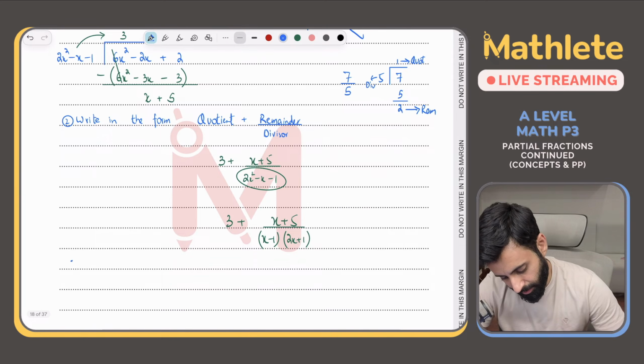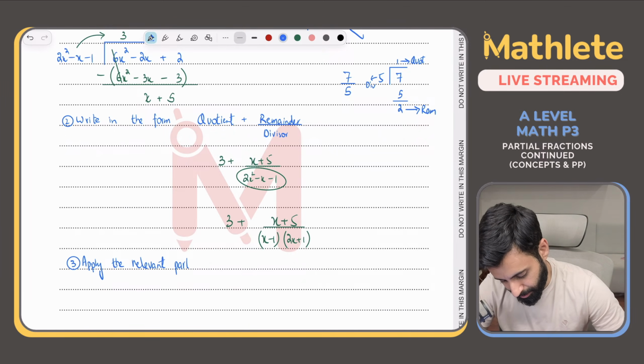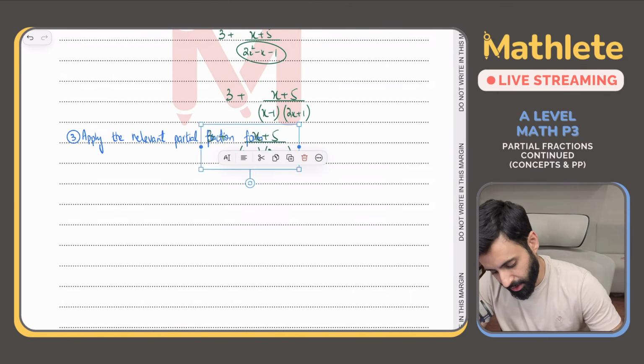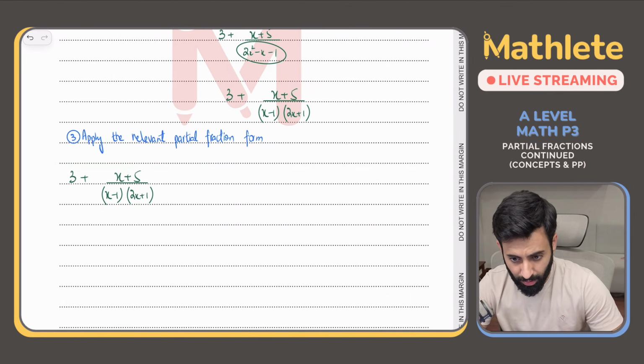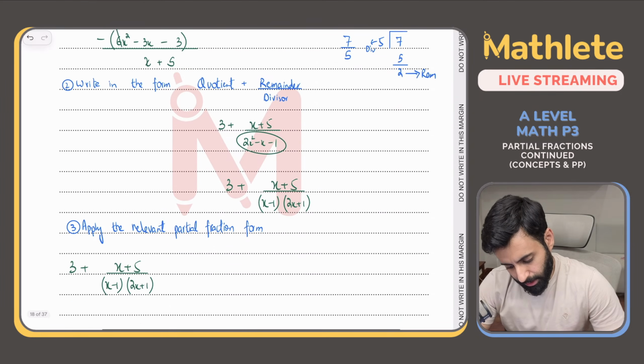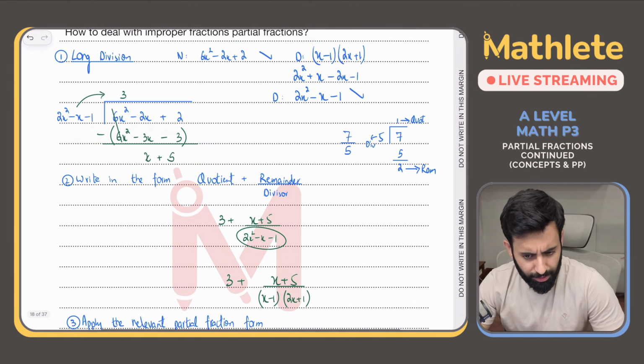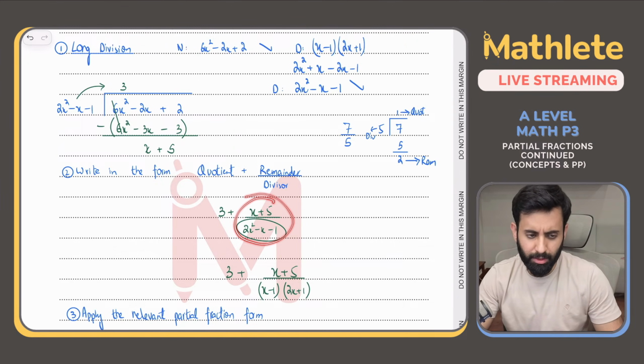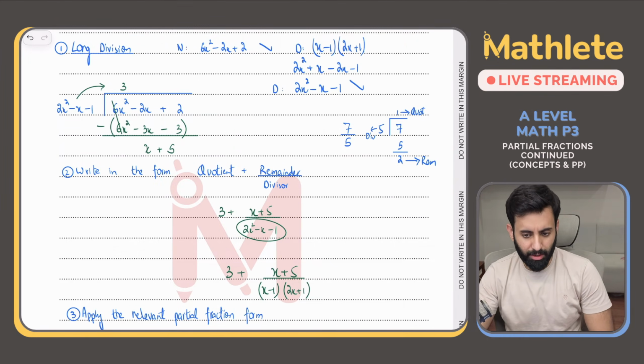Okay, step 3, which is apply the relevant partial fractions form. Now remember, the partial fraction form can only be applied to this part. Why didn't we solve further for x plus 5? There's no solving further. We're not solving it to begin with. We're just expressing it in a different form.